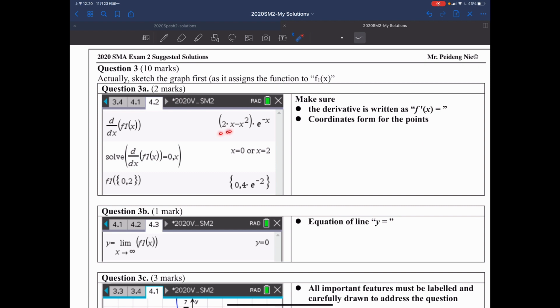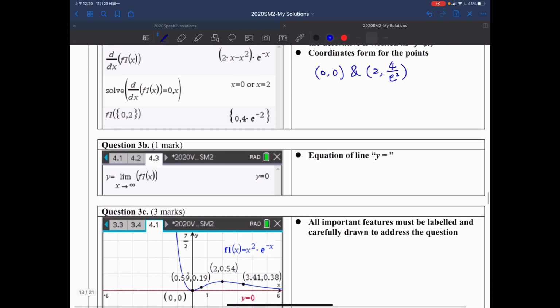Therefore, my derivative is that guy here. And then I solve that equation, this guy here equated to 0 for x, obtaining x equals 0 and x equals 2. Then I substitute the x values into f1 to get the y values. Finally, don't just state the x and y's, you need to state the coordinates. For example, (0, 0) and (2, 4e to the power of minus 2), or you can just say 4e^(-2), okay?